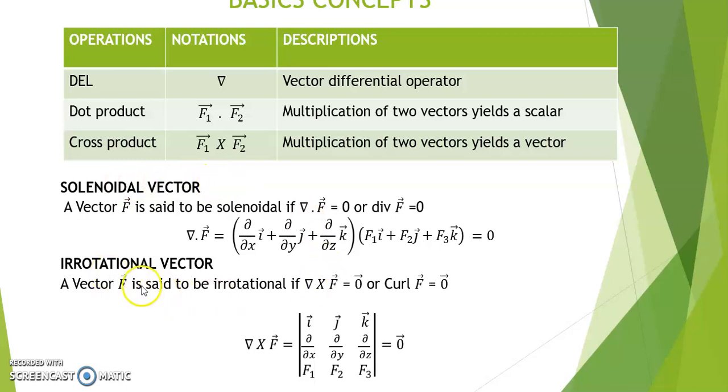Now coming to the irrotational vector: an f vector is said to be irrotational if the cross product between del and the given vector is equal to the 0 vector. Why do I write 0 vector? If I write 0, is it wrong? No issues, but I have mentioned it as 0 vector because, as I mentioned here, the cross product of two vectors will always yield a vector. That is the reason why I have written it as 0 vector.